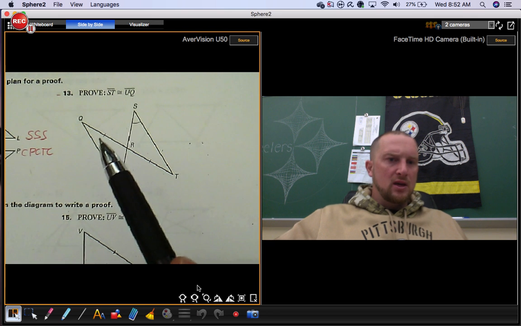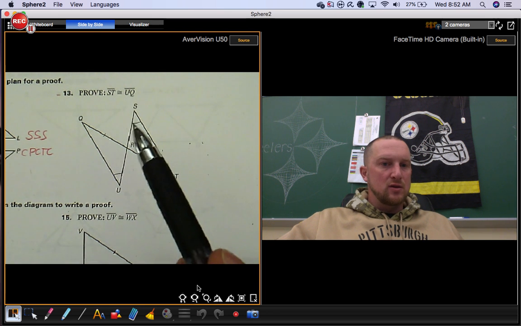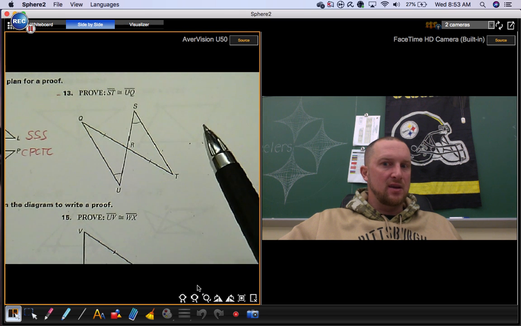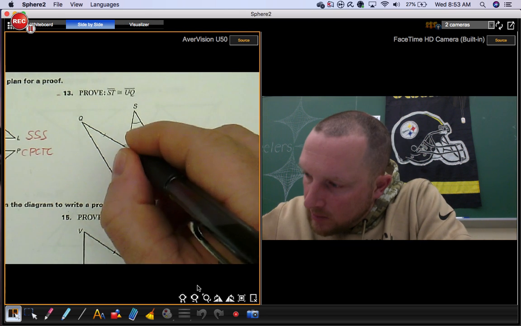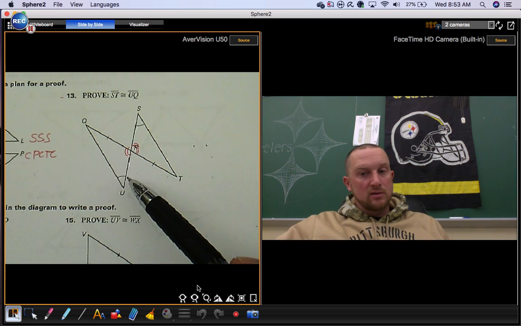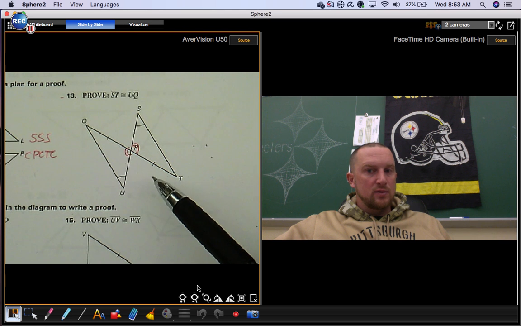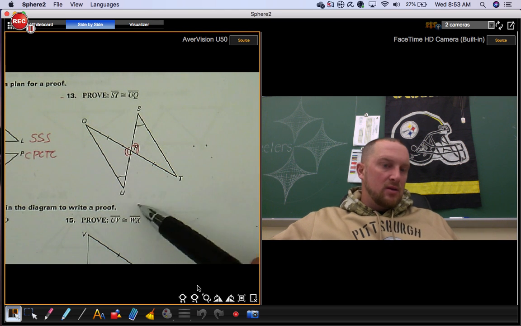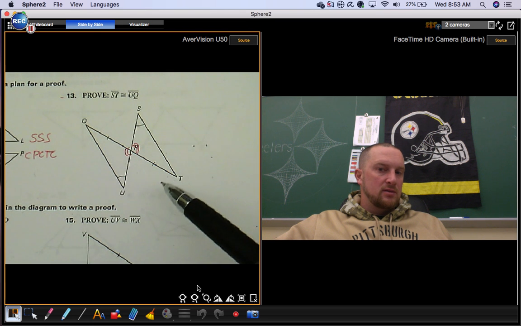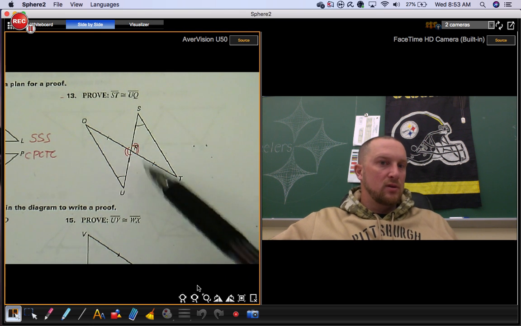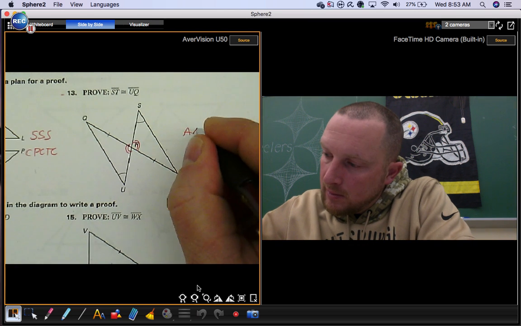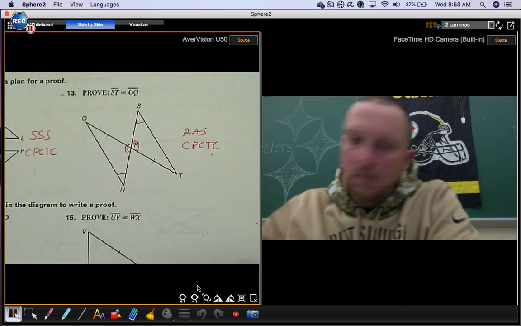Number 13, they give you some information. Congruent sides here, congruent angles here. That's one step. State these, say that it's given. Second step, you got congruent vertical angles. Don't call them angle R. Use 3 letters to name those angles. Step 3, these triangles are congruent by angle, angle, side. Step 4, the corresponding parts are congruent by CPCTC. There's your plan.